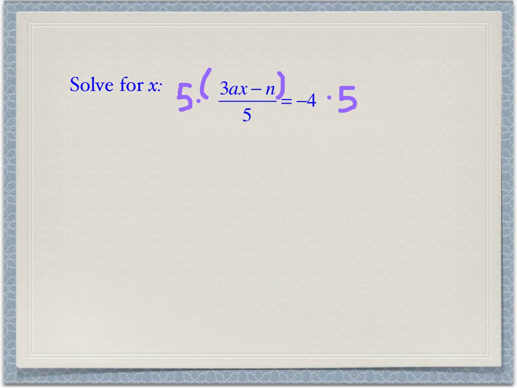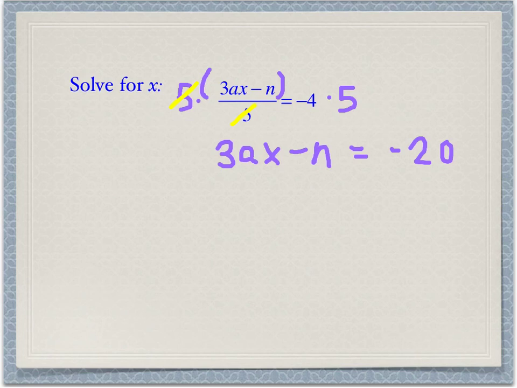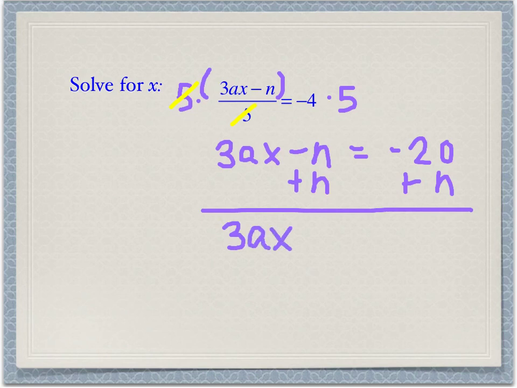And what that causes me to do is the 5s will cancel out, as you can see. And so part of what I have left here is just this 3ax minus n. Meanwhile, on the right is negative 20. Now, I'm still trying to get at this x variable here. Now I can revert to my usual method of trying to solve. I'm going to add n to each side. So I have 3ax equals negative 20 plus n.